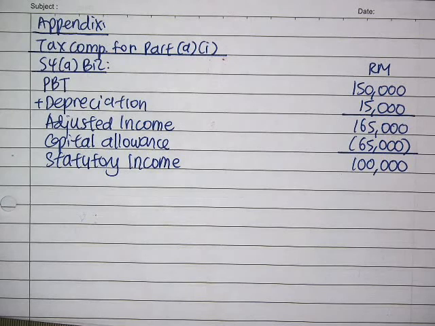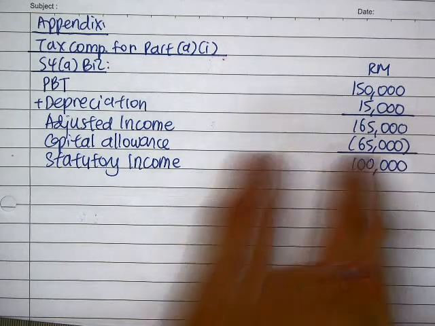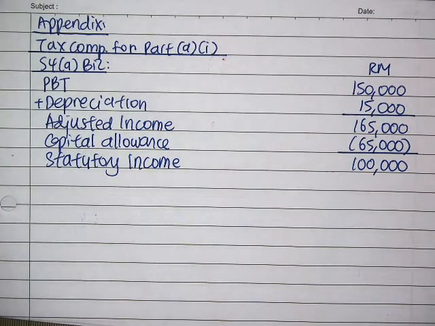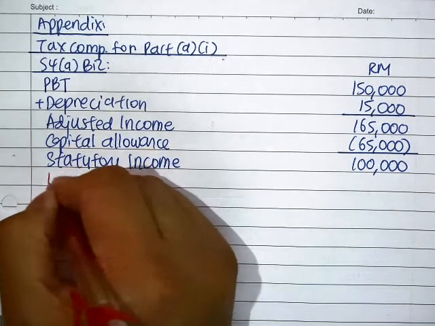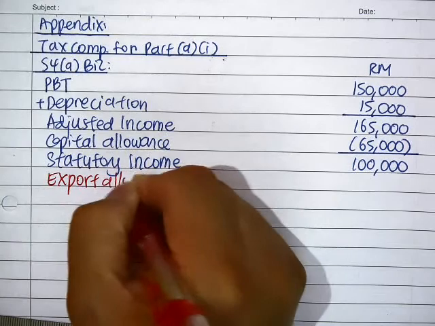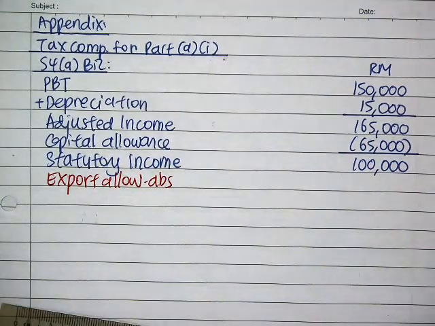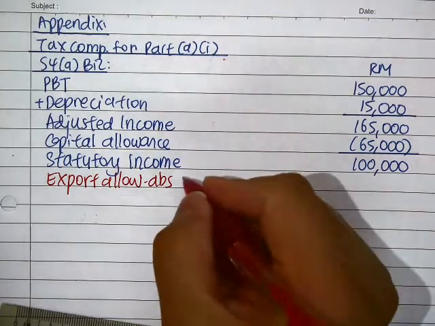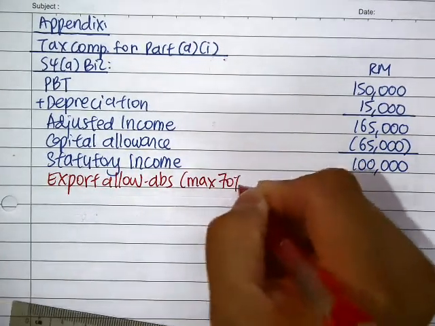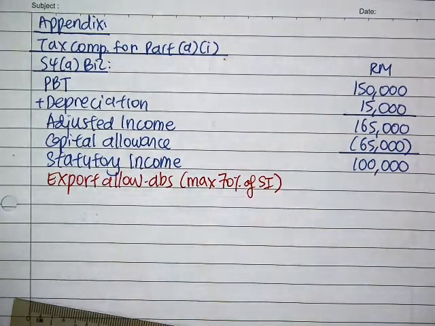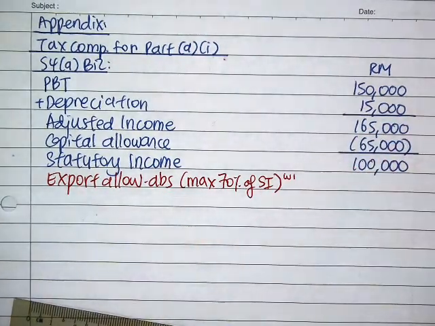How does this incentive work? Just like RA, ITA, right? From the statutory income, you absorb the allowance. The only difference is the way you derive the allowance. So here is where you have your export allowance absorbed. The rule is the same, right? Maximum 70% of your SI. Alright, let's see how much is your export allowance.